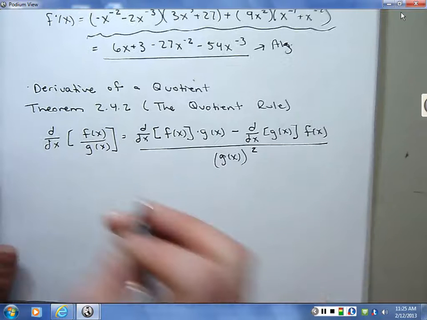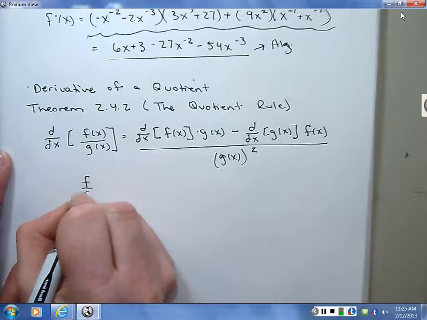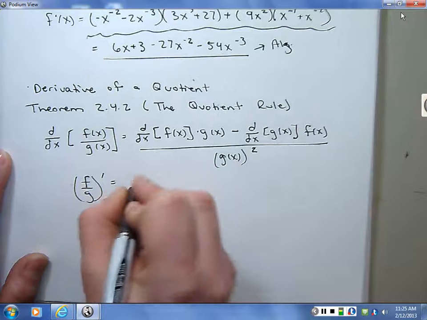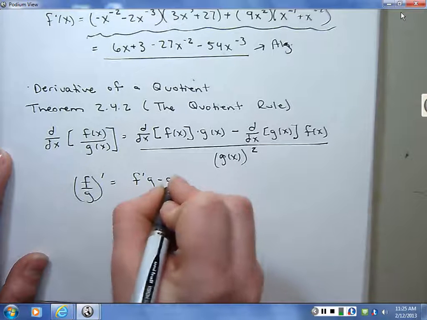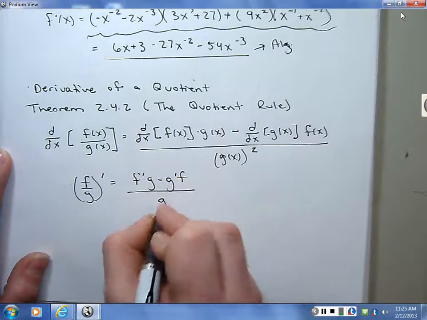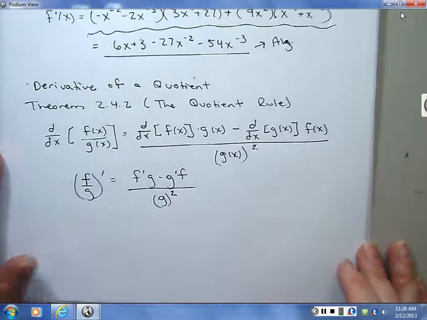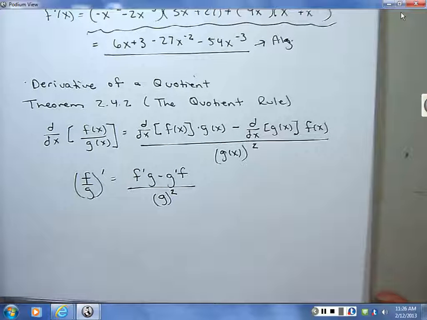So another way to write that, if I have f over g, then the derivative is going to be f prime g minus g prime f over g squared. The negative is important. So order matters here. I have to take the derivative of the top first, hold the bottom, minus the derivative of the bottom, hold the top over the bottom squared.